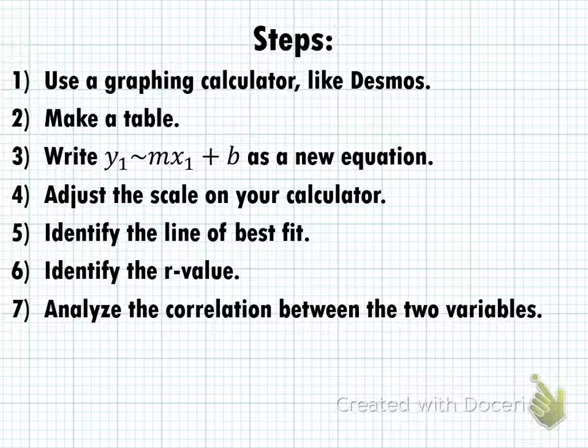Y sub 1 tilde mx sub 1 plus b. We're going to write that as a new equation. I'm going to talk about that. We're going to adjust the scale on our calculator, and then we're going to identify the line of best fit, identify the R value, and identify the correlation between the 2 variables, okay? So, here we go.